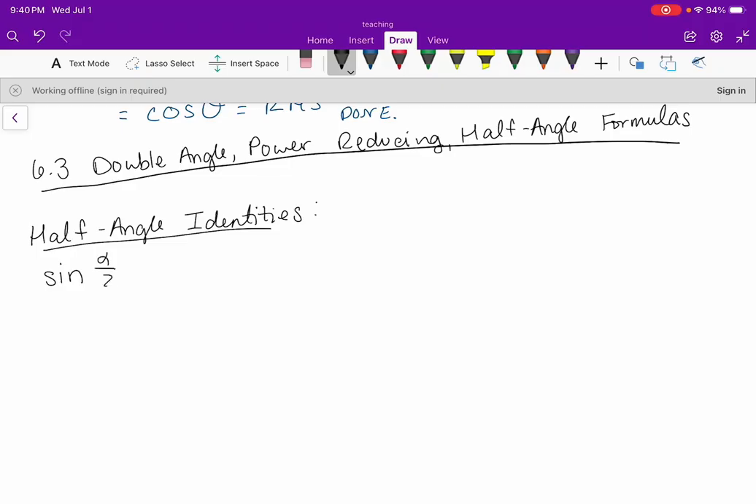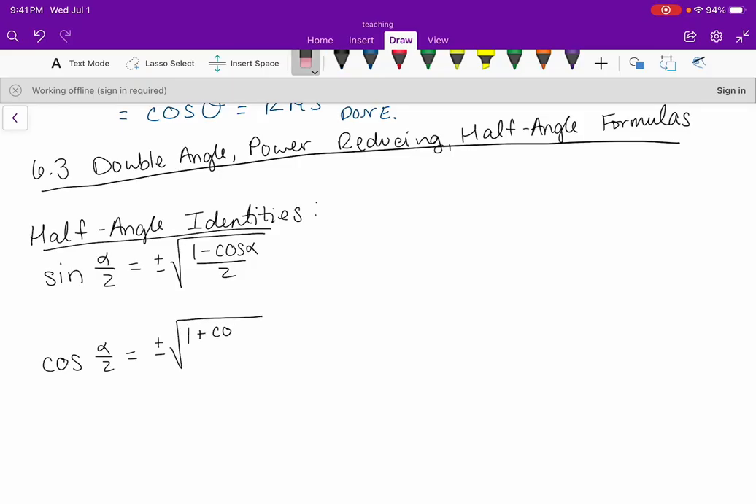Sine alpha divided by 2 is equal to plus or minus the square root of 1 minus cosine alpha over 2. Cosine alpha over 2 is equal to plus or minus the square root of 1 plus cosine alpha over 2. And then we have tangent alpha over 2 is equal to plus or minus the square root of 1 minus cosine alpha over 1 plus cosine alpha.